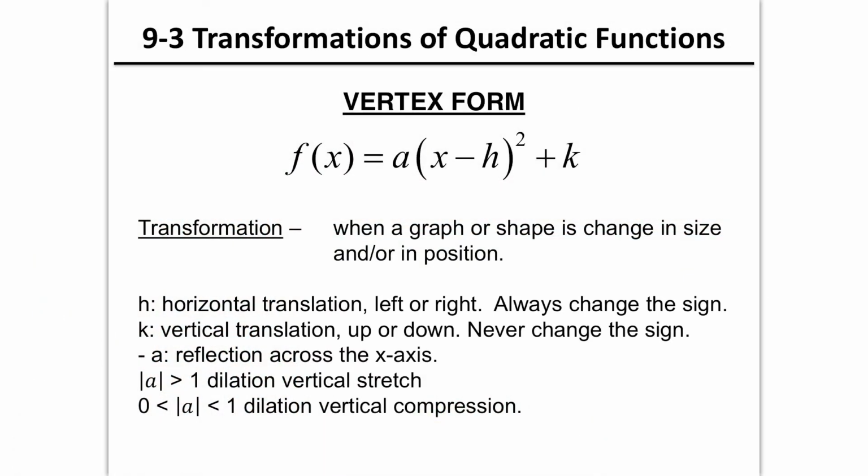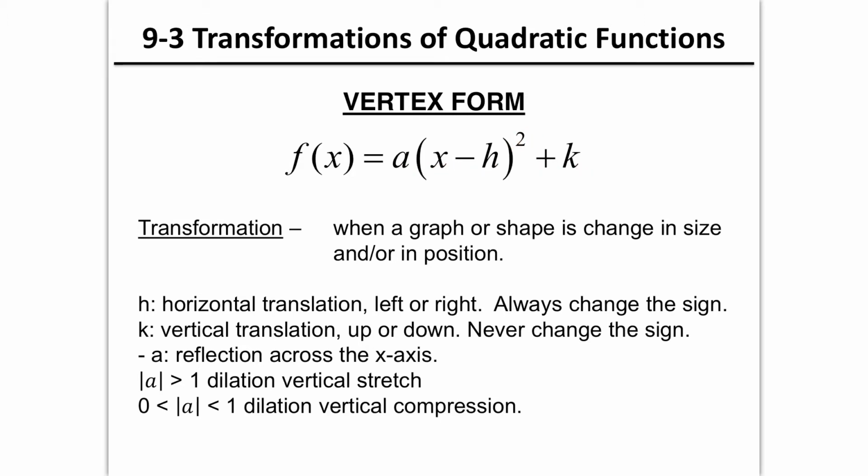Hey, what's up guys? This video is for section 9.3, which is transformations of quadratic functions. We're going to start looking at a different way of writing a quadratic equation. The name of this form is the vertex form, and you can see it on the screen. Here I have f of x, the name of the function, f, equals a times the quantity of x minus h squared plus k.